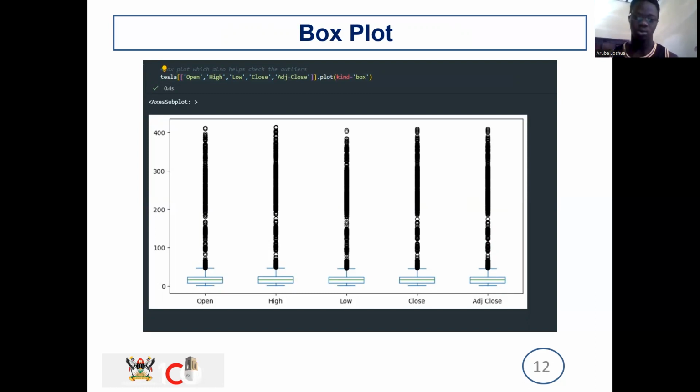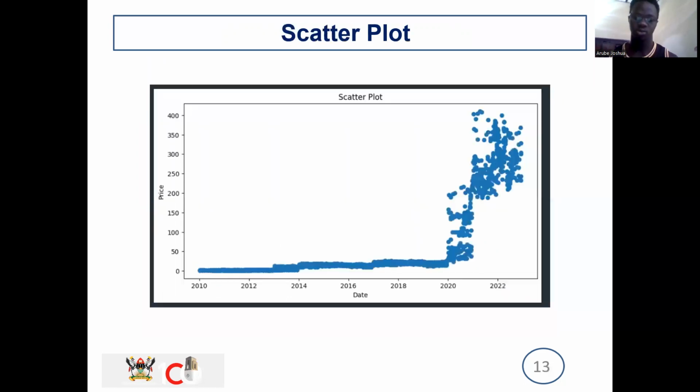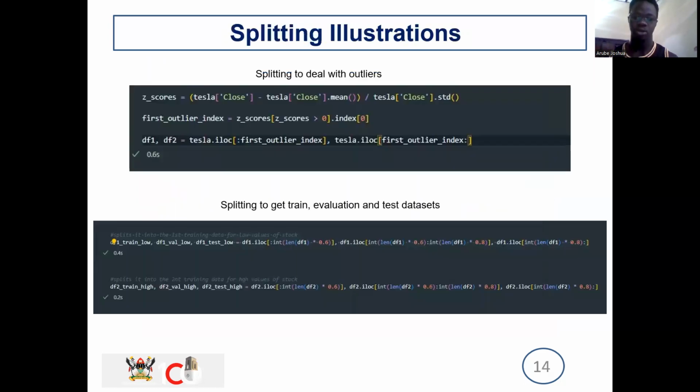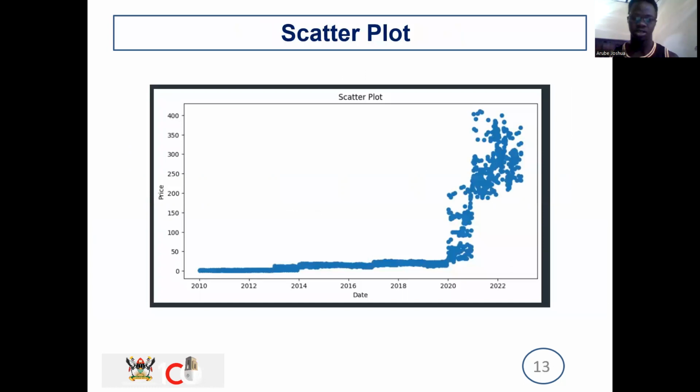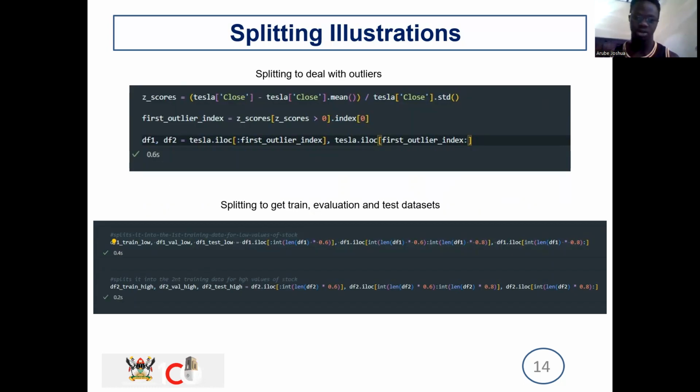So in our data set, we had to eliminate them by splitting our data and categorizing it into very high values and low values, which we did here in the splitting illustration. Splitting to deal with outliers, that was the first bit. We split our data into two parts, one for very high values and one for very low values. Then, as you can see, this was a scatter plot.